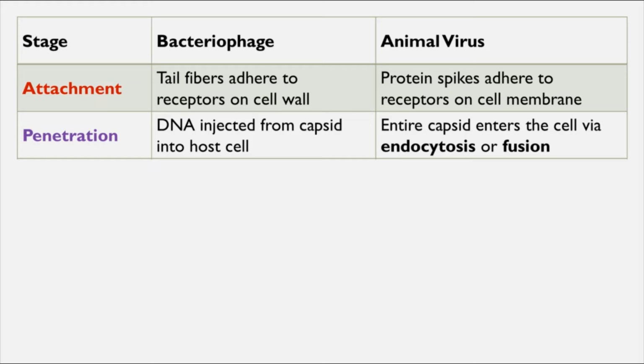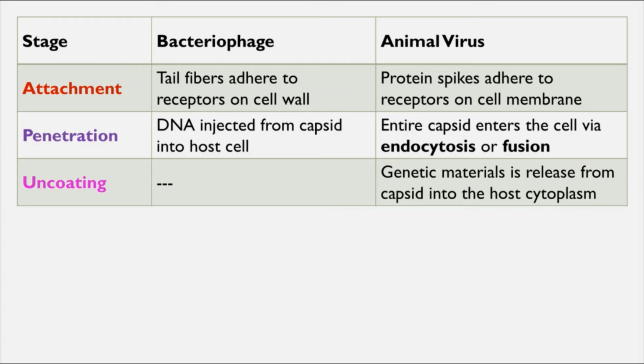Getting back to our comparison, because the entire capsid enters the cell, which we did not see in bacteriophages, there is an additional step in the life cycle of animal viruses that is not present in bacteriophages, and that step is called uncoating. Uncoating is where the capsid releases the genetic material into the cytoplasm.